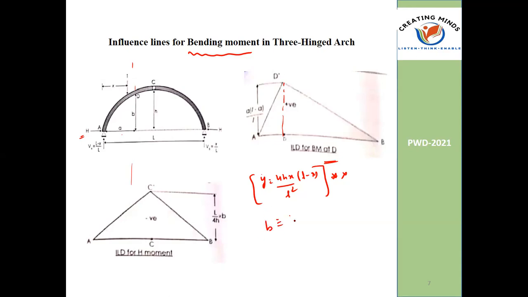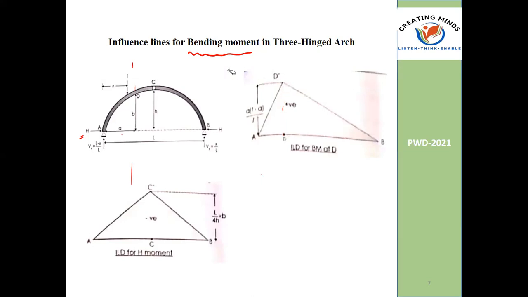B equals 4HX is not XA. 4HA by L square into L minus A. In this case, the B value is this 4HA by L square into L minus A. These two things are bending moment diagram. This is triangles, but this ordinate due to general bending moment is the ordinate A into L minus A by L. For horizontal moment, that is L by 4H into B.